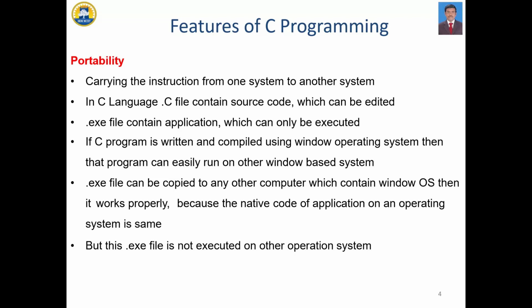In C language, the .c file contains source code which can be edited. The exe file contains the application which cannot be edited, which can only be executed. If a C program is written and compiled using the Windows operating system, then that program can easily run on other Windows-based systems. The exe file can be copied to any other computer which contains Windows operating system, then it works properly because the native code of the application on an operating system is the same. But this exe file is not executed on other operating systems.